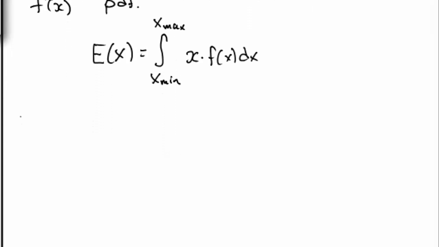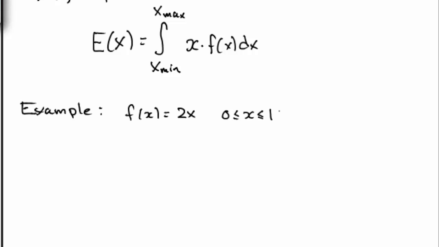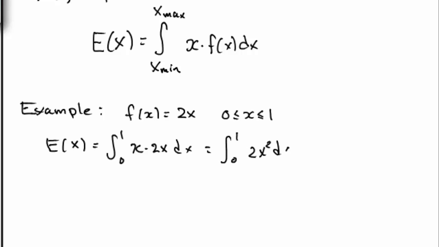So let's take a look at some examples. f of x is 2x and x is between 0 and 1. Well, the expected value of this random variable is the integral from 0 to 1 of x times f of x, which is 2x dx, or integral 0 to 1 of 2x squared dx. If you calculate this analytically or using some software, you find that that's equal to 2/3.